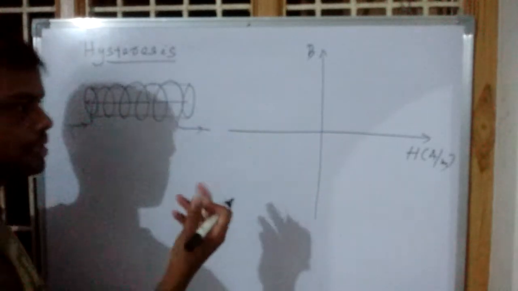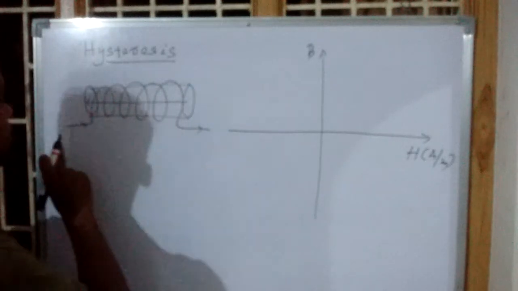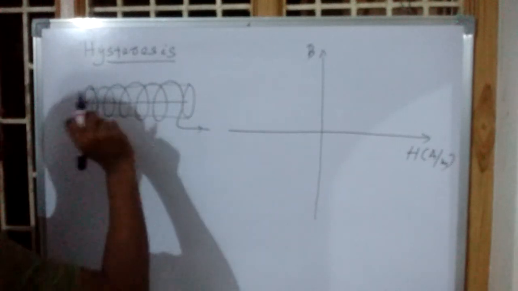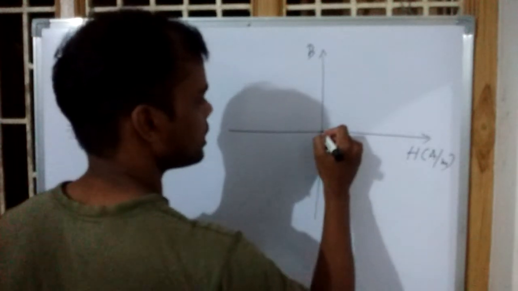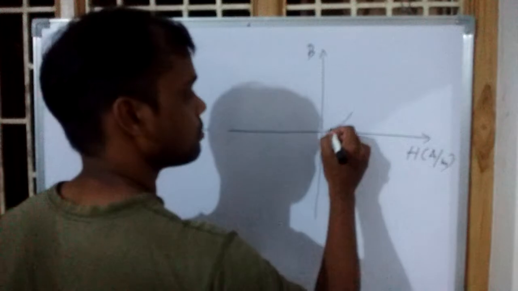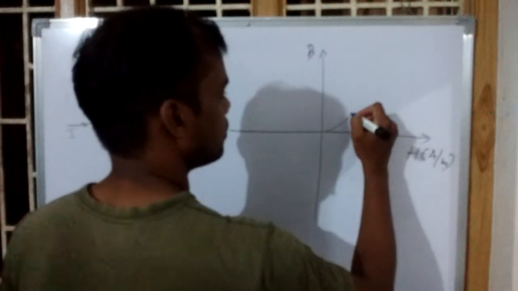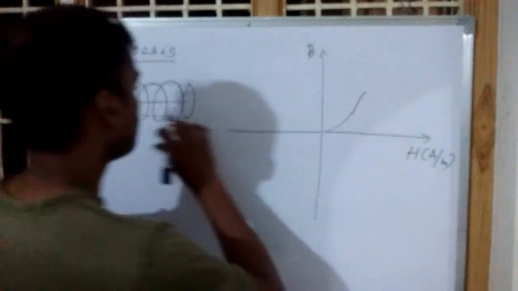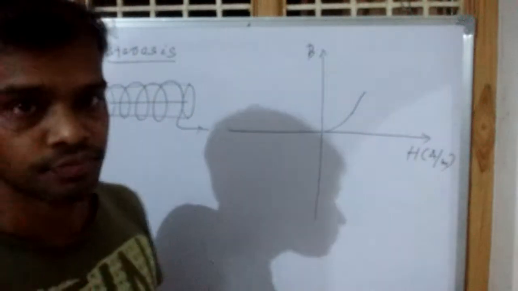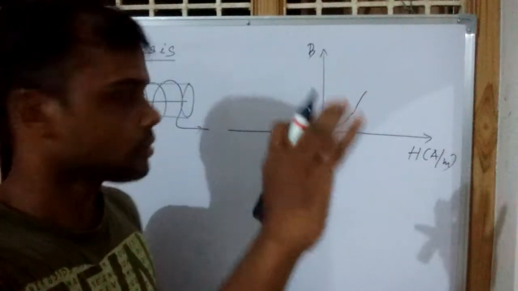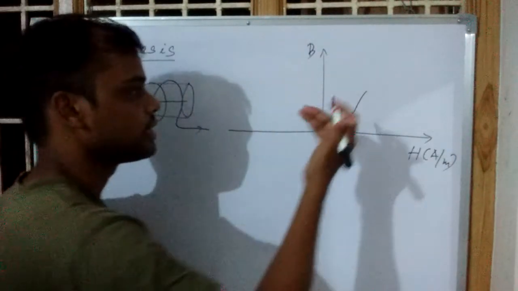So now let us start. Suppose initially there is no current. We shall start the current and increase it from 0. As the current increases, the magnetization also increases rapidly. After some time, when all the domains of the ferromagnetic material are aligned in one direction, there is no more domain to be aligned. Then it will get saturated.